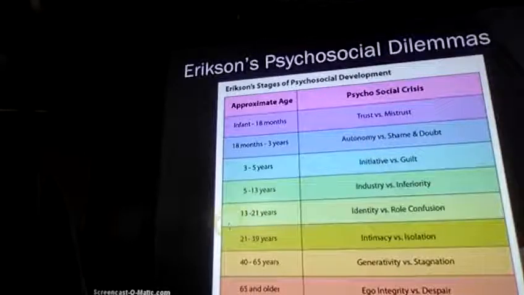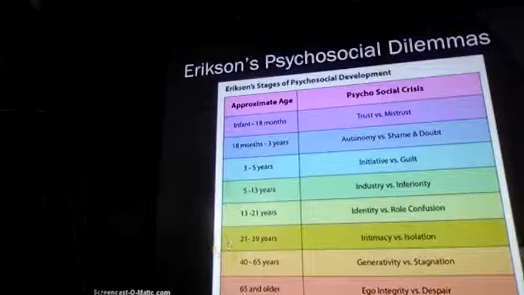During the ages of 21 and 39, after developing a stable identity, so I know who I am as a person, the person starts getting prepared to share meaningful love or deep friendship with others. So the social crisis one can have is between intimacy versus isolation.